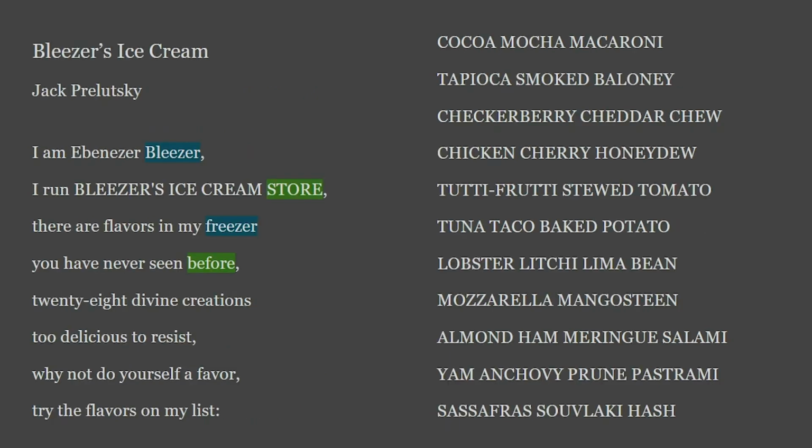Another tool the author uses is rhyming throughout the poem. The rhyming pattern used in the first stanza is A-B-A-B. This means that line 1 and 3 rhyme, and lines 2 and 4 rhyme, with Bleezer and freezing in the former, and store and before in the latter. This pattern is once again repeated in the last stanza.